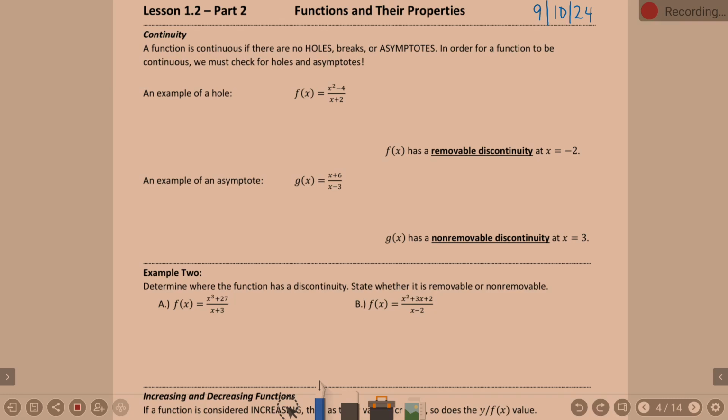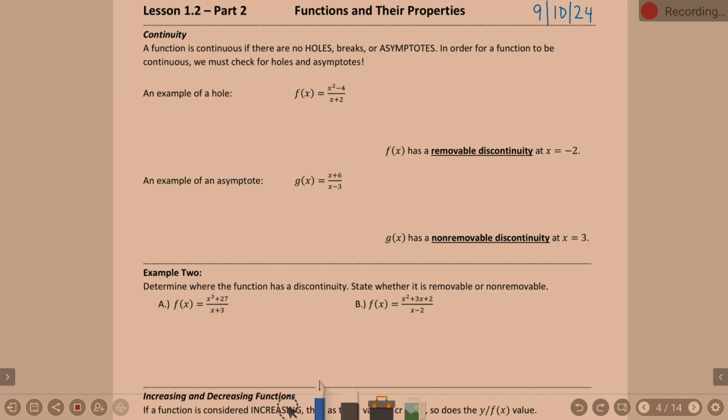So first of all, continuity. A function is continuous, okay? Official definition, if there are no holes, breaks, or asymptotes. In order for a function to be continuous, we must check for holes and asymptotes. So, continuity: you put your pencil down, you can draw the whole graph on the paper without ever lifting it up. Okay, that's the basic definition of continuity. Officially, holes and asymptotes are what could cause a graph to be discontinuous.